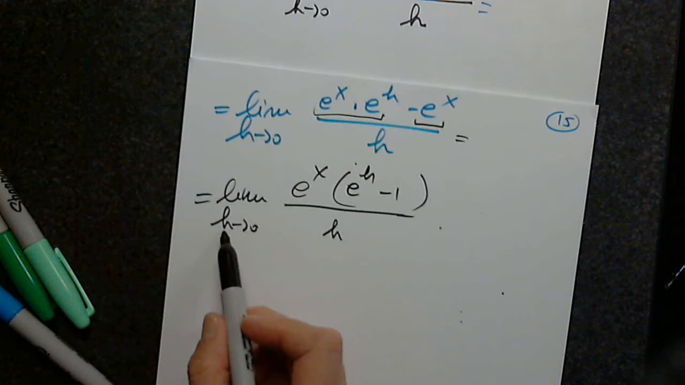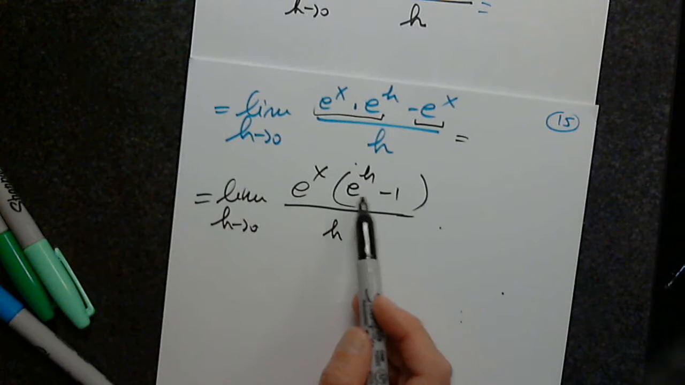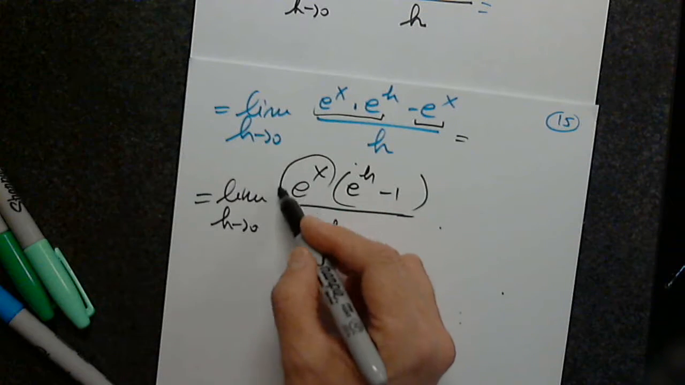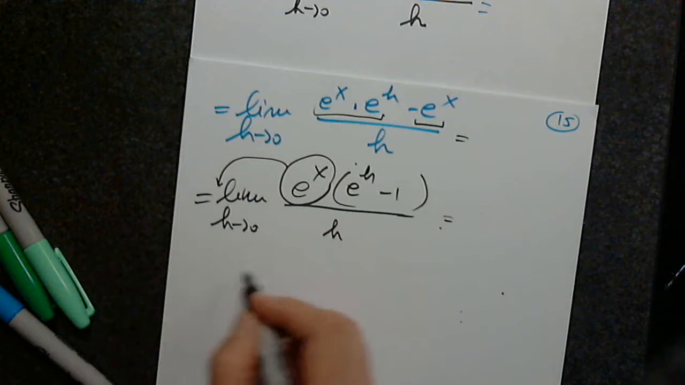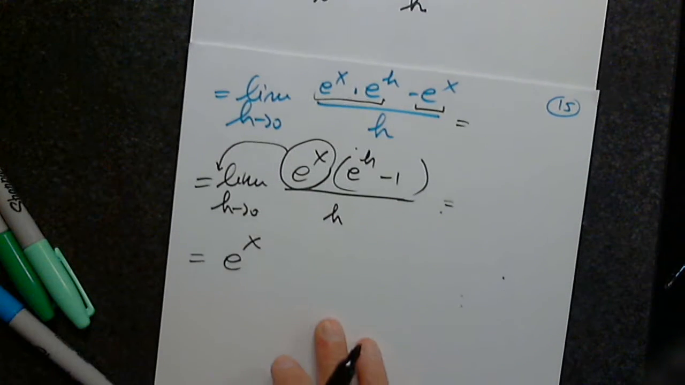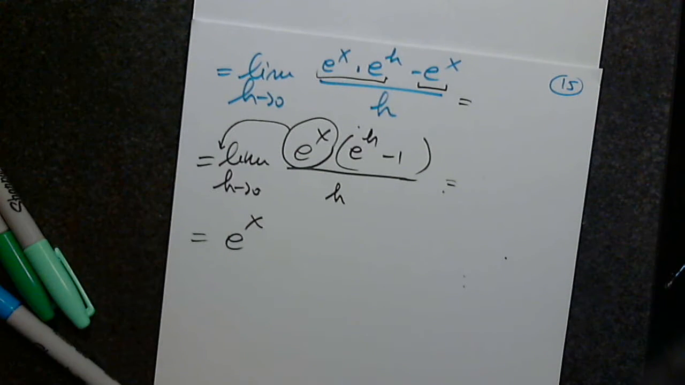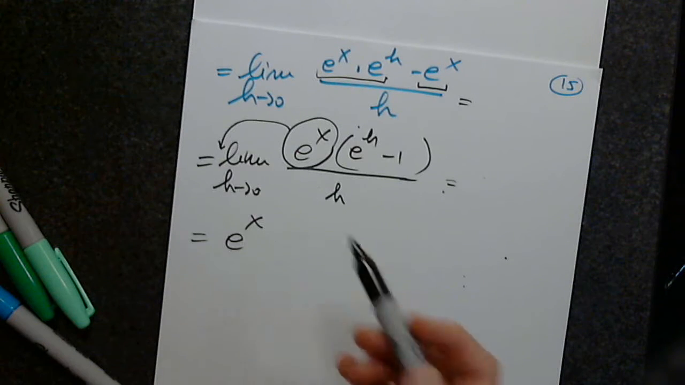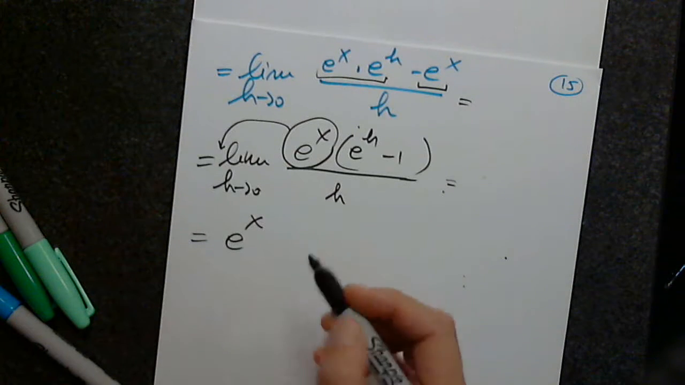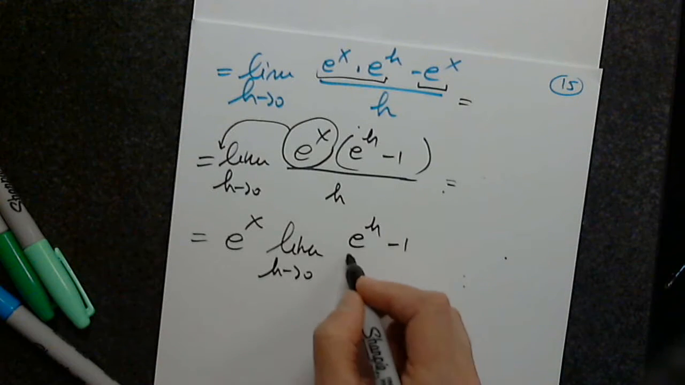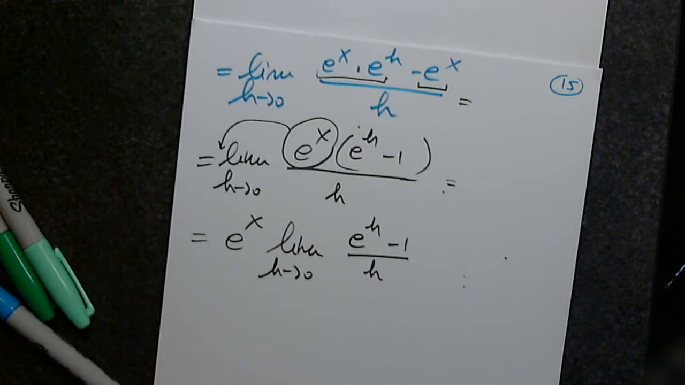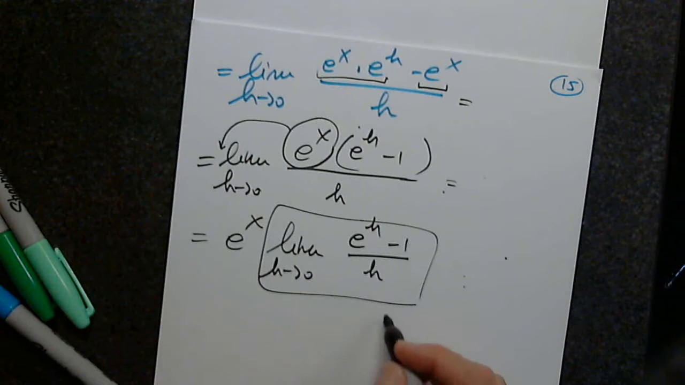Good. Now, h approaches 0. This is a quantity that has nothing to do with h. It'll go in front. This is not swapping the operators. It's just a quantity like a constant. It's 5 or 10 or 15. I don't care. It doesn't depend on h. So this is limit as h approaches 0 from e to the h minus 1 divided by h. I would like us to put this in the graphing calculator to see what it equals to.